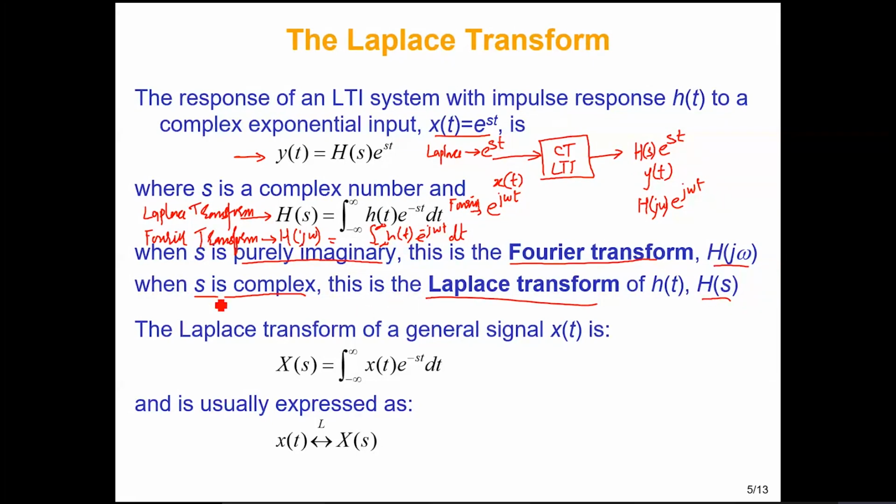And just like Fourier, we can take the Laplace transform of any signal. For example, the Laplace transform of x of t is x of t multiplied by e to the power minus st, and this product is integrated over the entire duration, minus infinity to infinity. So this is the Laplace transform of x of t, and this is how we express it: x of t Laplace transform x of s. Similarly, the Laplace transform of h of t would be h of s. So we can take the Laplace transform of anything. This is just the basics, or the equation part.